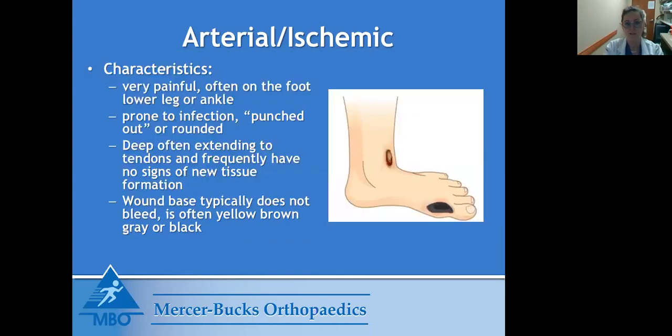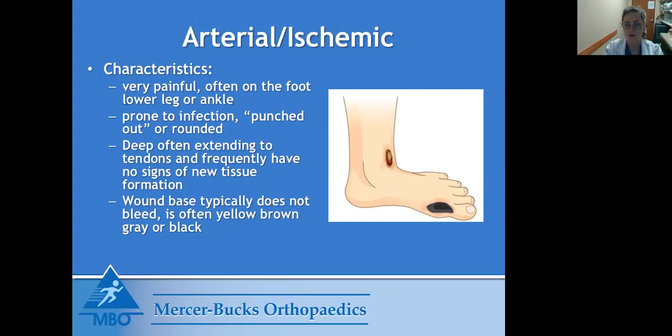So the characteristics of an arterial wound, and what help us identify an arterial wound, are typically patients say they're very, very painful. They're often found on the foot, the lower leg, or the ankle. They are prone to infection. That's because there's not adequate blood flow getting to the area, so there aren't those good fighting cells that we have getting to the wound to kill bacteria. So infection is very common with arterial wounds. In addition, when you don't have good blood flow, you can imagine any antibiotics you take aren't always reaching that wound site. So again, they are prone to infection.